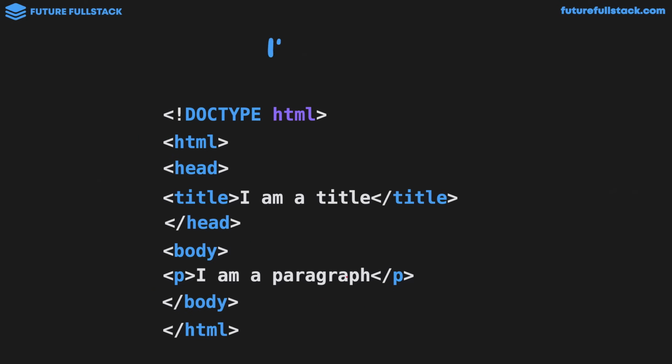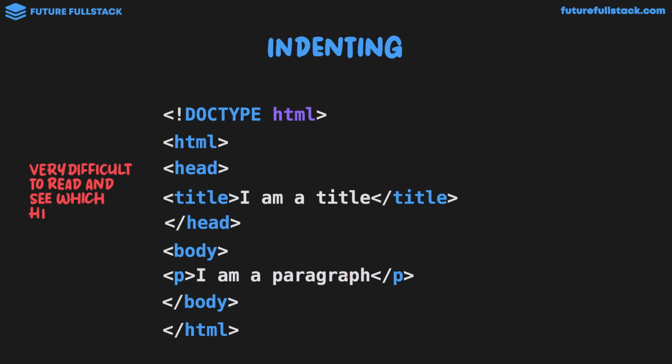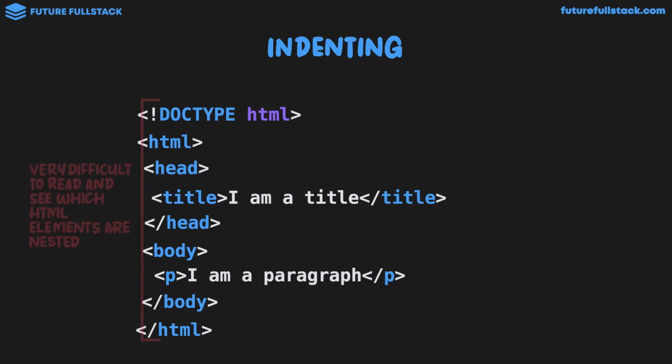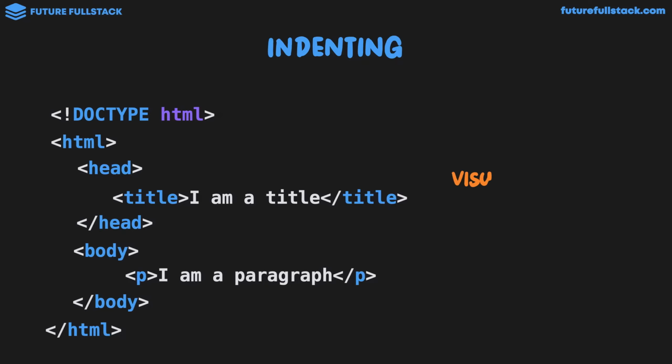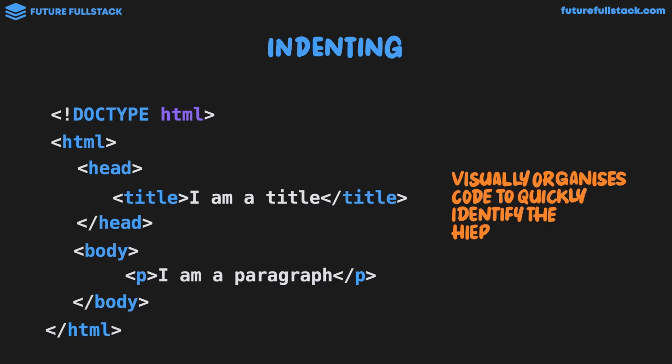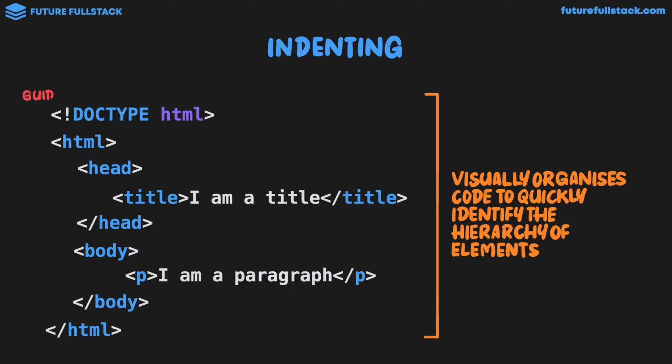Moving on to the idea of indenting, which can often be confused with nesting. As you can see, it is very difficult to read and see which HTML elements are nested inside another, as they are all in line. So to make our life easier, we indent our HTML, which visually organizes code to quickly identify the hierarchy of elements. VS Code also has guides that makes it easier to see how the code is nested.